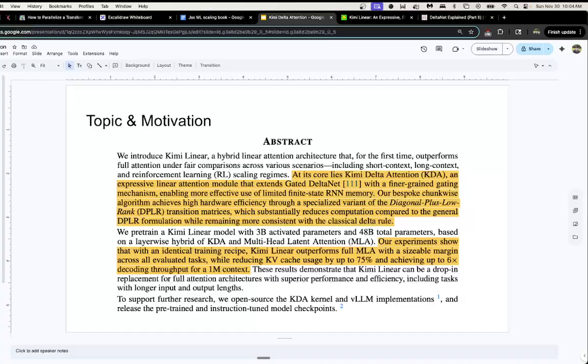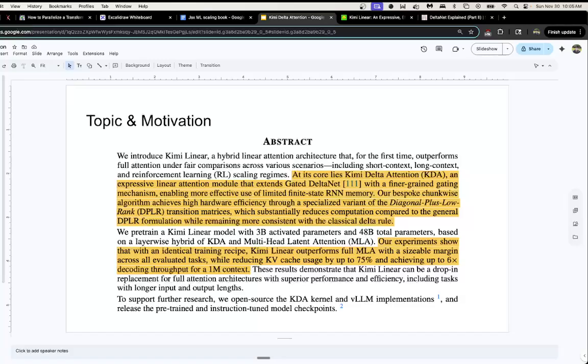But the TLDR here, the motivation why we're looking at this one, is a couple things. One, it achieves apparently 6x decoding speedup for 1 mil context at inference time, and then also reduces KV cache usage by 75% because they're using global attention only on 1 out of every 4 transformer blocks. So 3 out of every 4 transformer blocks don't have a KV cache, basically. So great memory capacity improvements there.